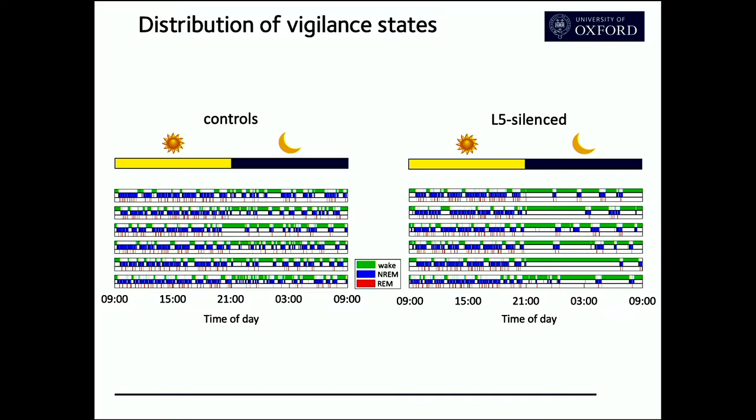And I want to start by showing you some fairly unprocessed data. These are individual hypnograms from six control animals and six layer 5 silenced animals. And here, shown in the different colors, green is the vigilant states of wakefulness, blue non-rapid eye movement sleep, and red rapid eye movement sleep. And you see that the control animals, as expected, show polyphasic sleep, a lot of sleep during the light period, and a lot of wakefulness during the dark period. Whereas our layer 5 silenced mice show these remarkably long wake episodes during the dark period, which can actually extend to up to 10 hours.